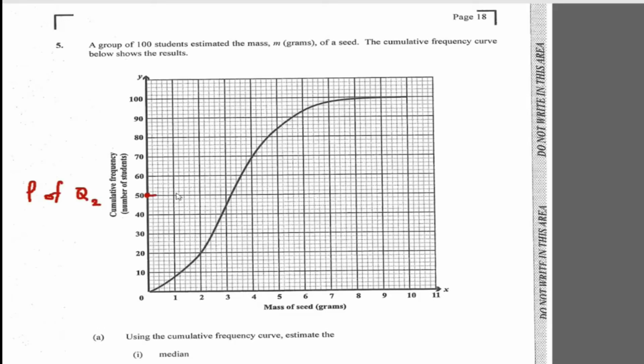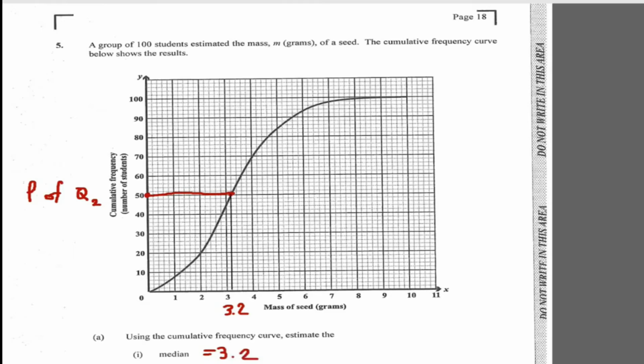Then you're going to draw a line over. When you draw your line over, you get that it's right here. Then what that means is that Q2, which is the median, you draw a line from this point going down, and this will be the median. So the median looks to be 3.2. The median is equal to 3.2 using the graph.